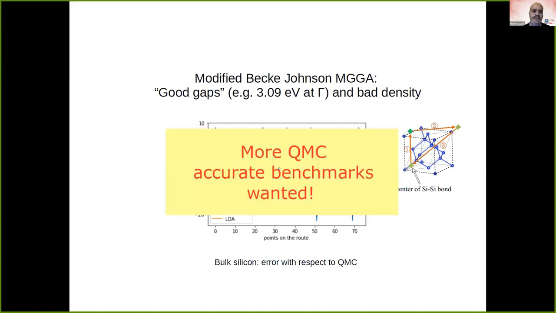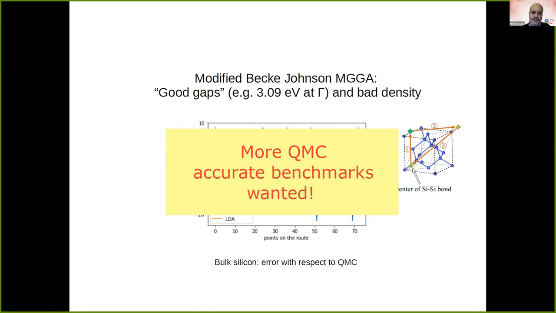And the final point is that in general, we would like to have more Quantum Monte Carlo accurate benchmarks. So if you are a Quantum Monte Carlo person in the audience, you are very welcome to produce benchmarks that are very important for us. And I think it's much better to compare calculations with other accurate calculations than with the experiment, because of course life is much more complicated, and experiments have other effects that are not present in our calculations.